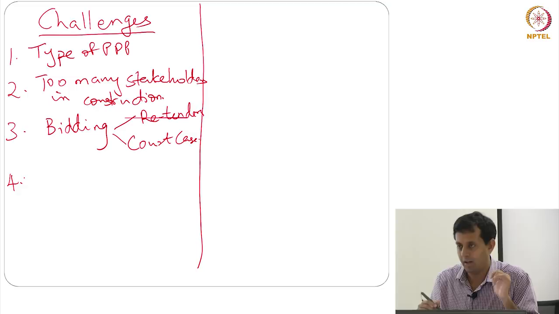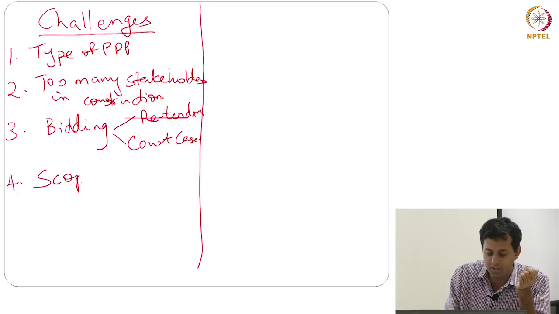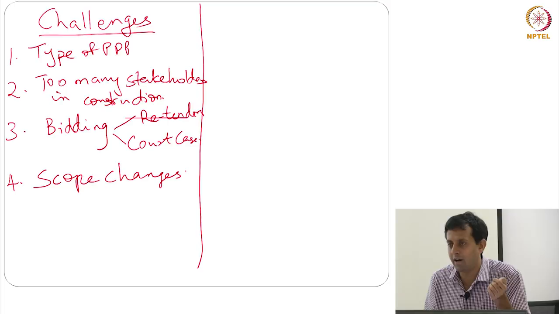Yeah, so scope changes came in. At some point there was a proposal for a new runway and an air traffic control tower. Now, if this is a normal construction contract, this is not a problem. I want 1,000 crores more of work to be done. Pay me 1,000 crores, I'll do it for you, right?